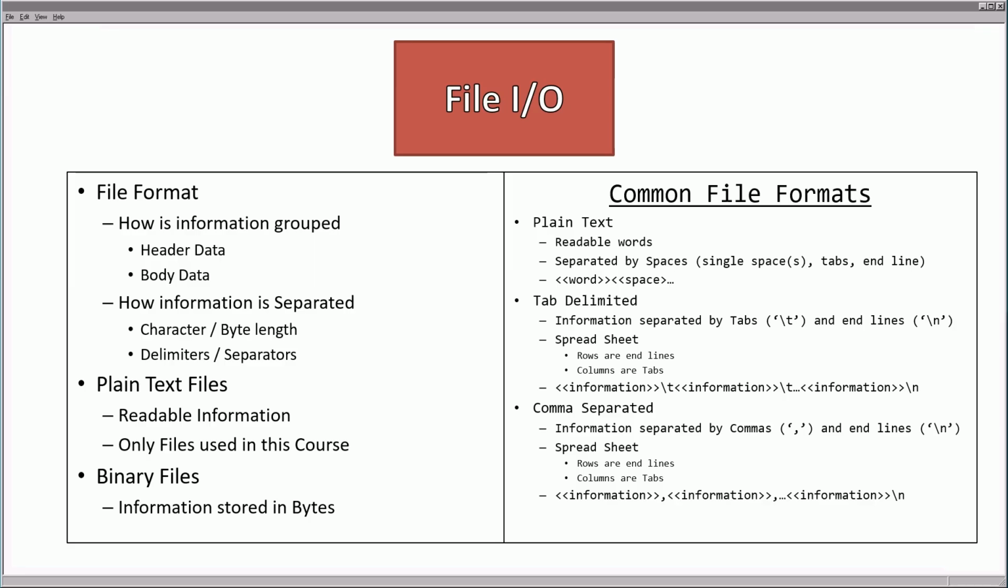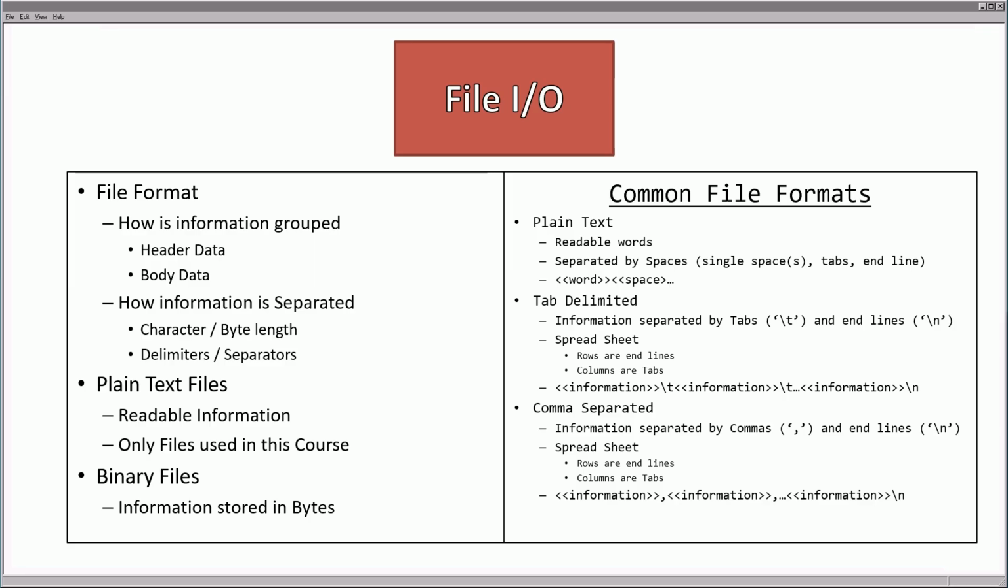Now also, there are some very common file formats that we will be utilizing throughout this class. One of the first ones is just called a plain text file, and it's just readable words. You can think of this file as basically being like a book. So the information would be separated by some kind of space. We can consider this information being like a word. So if we're reading through a novel, that's how we're separating out the information. Words are separated by using some kind of space, whether it be a single space, tabs, or end lines. Either way, each one of the words is separated simply by a space.